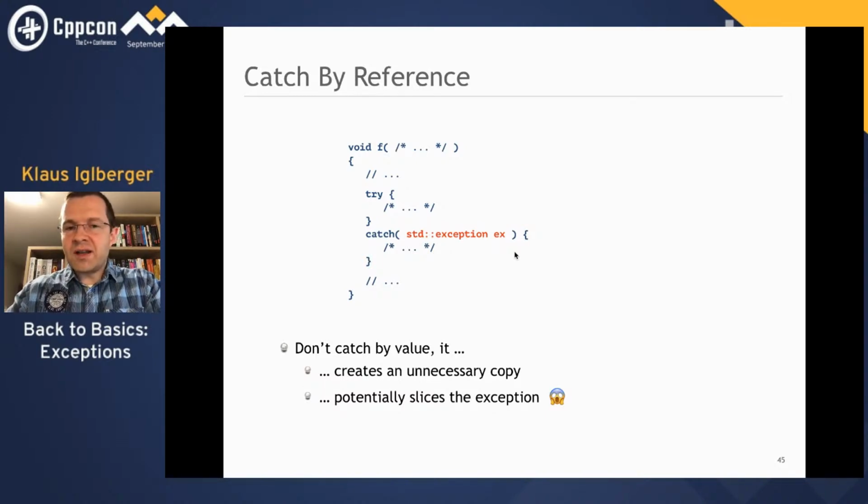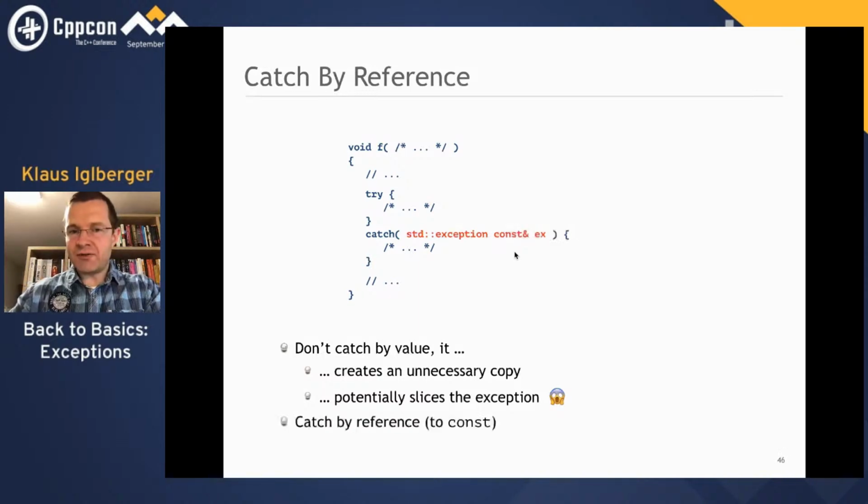And so therefore, the common advice is to catch by reference. Usually reference to const if you do not want to modify the exception. But if you want to, of course, you can also catch by non-const reference, mutate the exception, and then potentially rethrow it again.